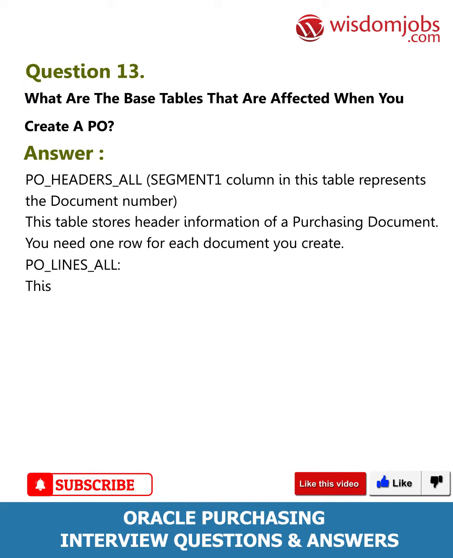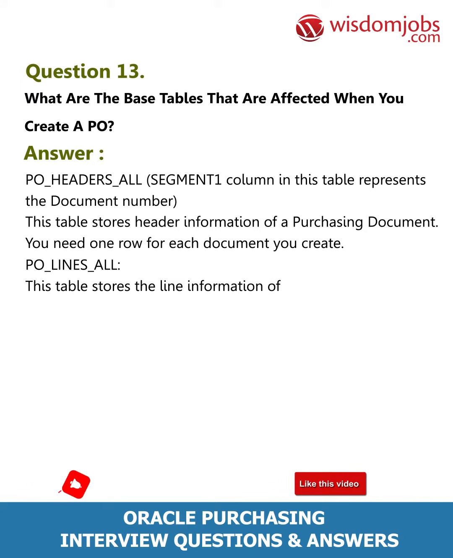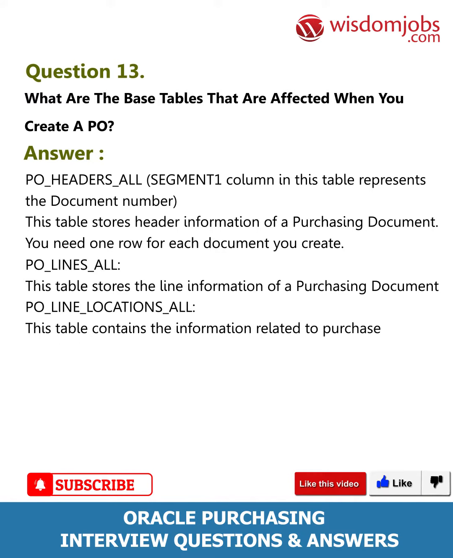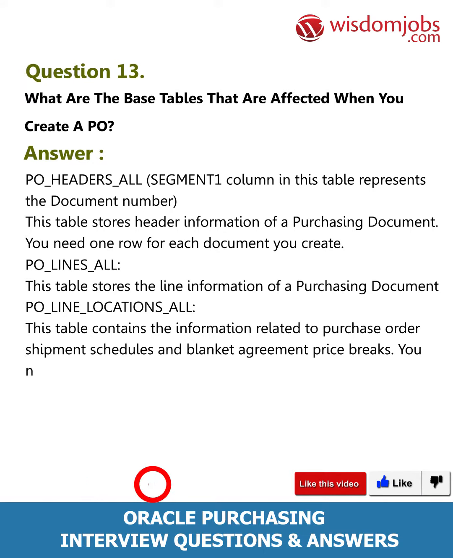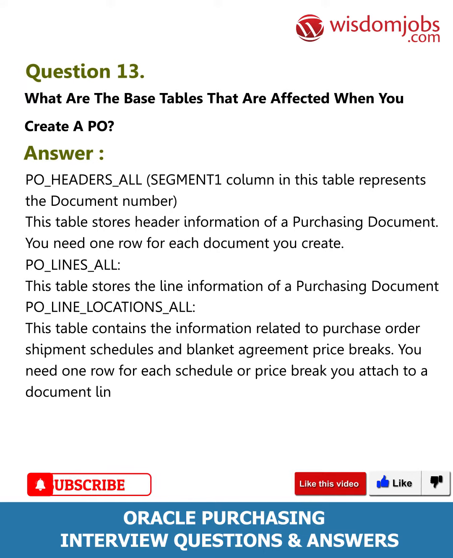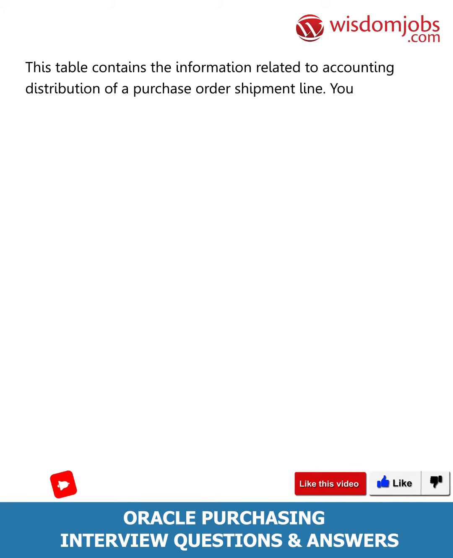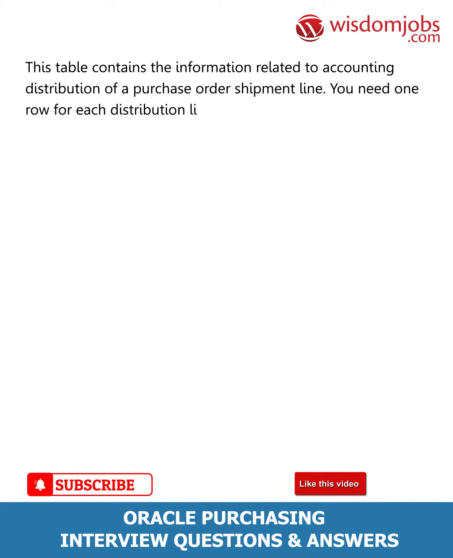PO_LINES_ALL. This table stores the line information of a purchasing document. PO_LINE_LOCATIONS_ALL. This table contains the information related to purchase order shipment schedules and blanket agreement price breaks. You need 1 row for each schedule or price break you attach to a document line. PO_DISTRIBUTIONS_ALL. This table contains the information related to accounting distribution of a purchase order shipment line. You need 1 row for each distribution line you attach to a purchase order shipment.